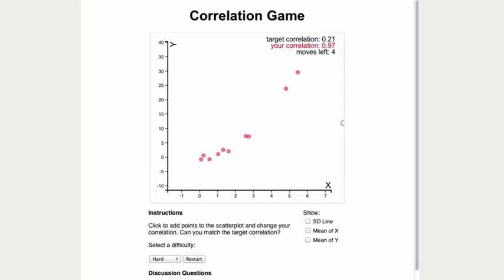Let's think about what the correlation statistic means. We know it has something to do with clustering around the standard deviation line, the line which passes through the point of averages and has a slope SD of y over SD of x. But there's a more formal mathematical definition.